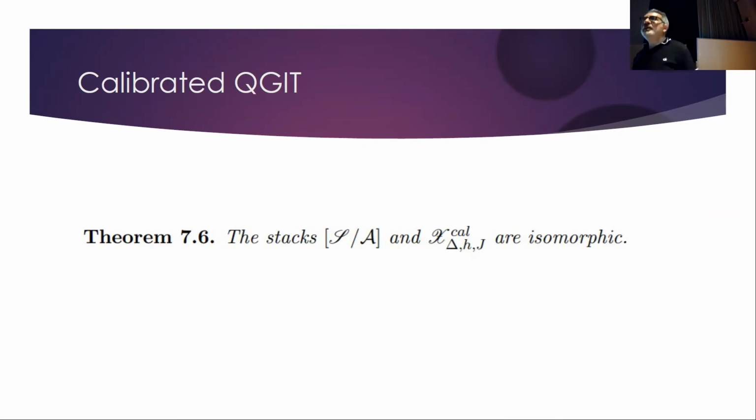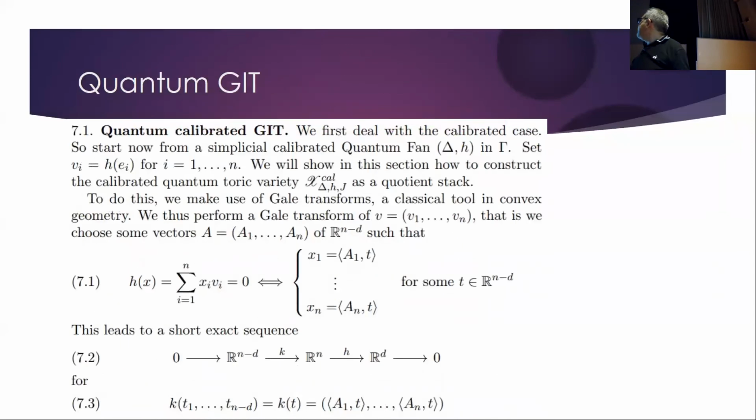A is a Gale transform of H. H is a quantum deformation parameter, a morphism from Z^n to R^d. A is a Gale transform of H.